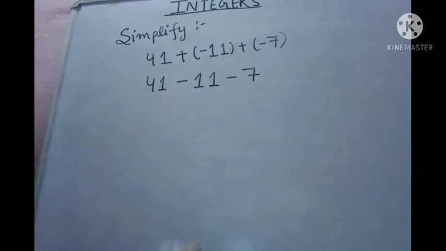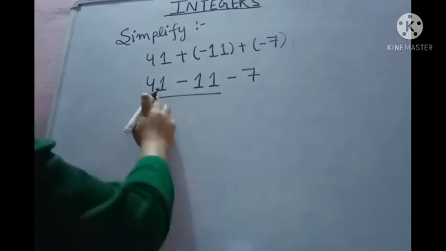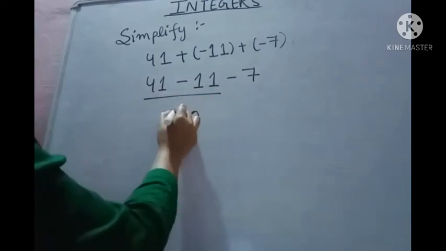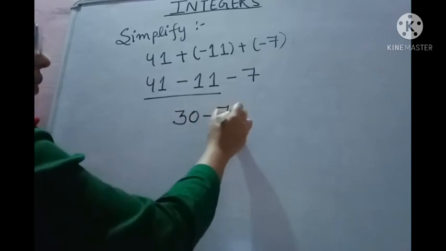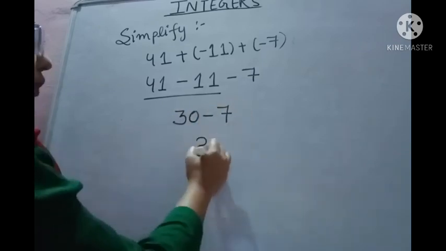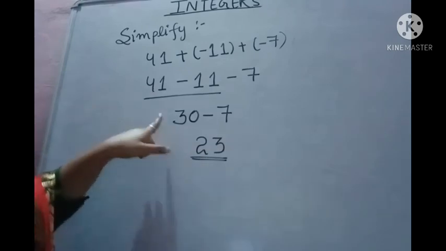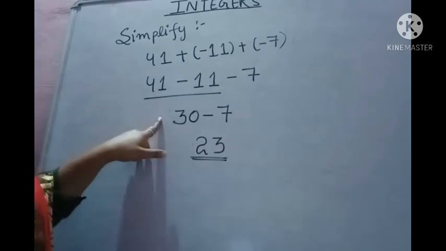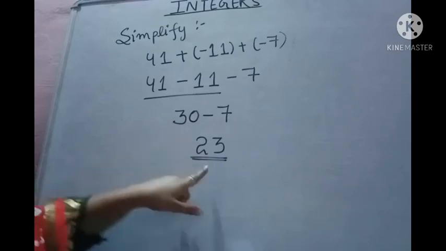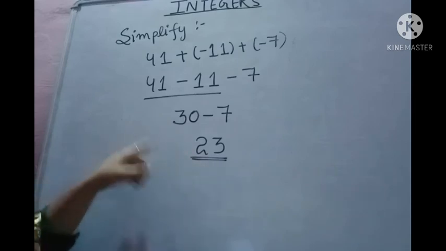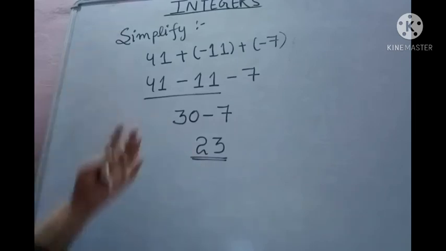अब according to BODMAS rule, we need to solve this thing first. 1 minus 1 is 0, 4 minus 1 is 3. Then we have 7 only. 30 minus 7 will give you 23. So 23 is your correct answer. And what sign will be there? You can see that 30 is of positive sign. So 23, the answer will also be of positive sign. So you can simplify these terms also in this manner.